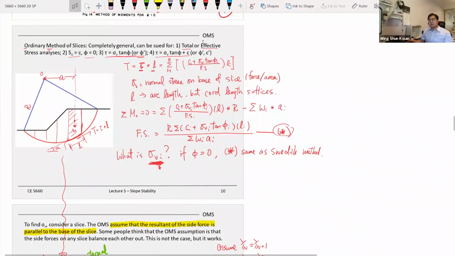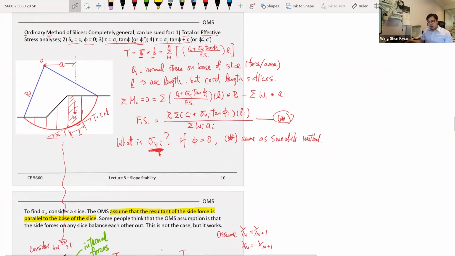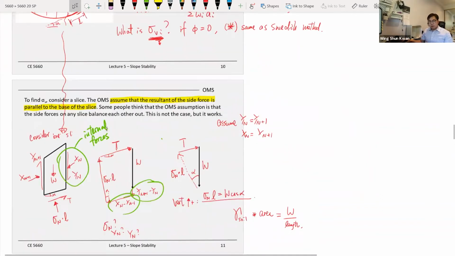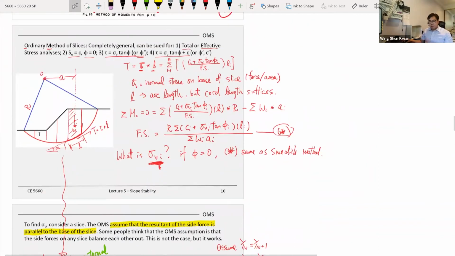OMS, the ordinary method of slices. And you realize the whole thing is based on one assumption. Again, the basic principle of the method of slices is that you try to discretize your slope into however many slices you want.